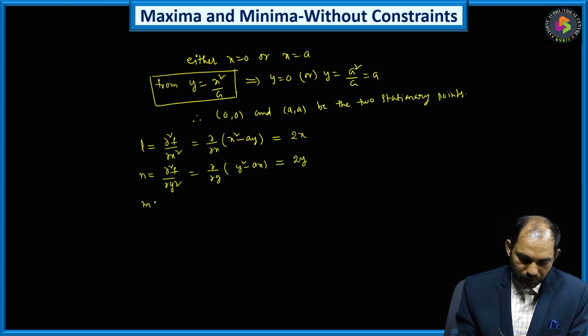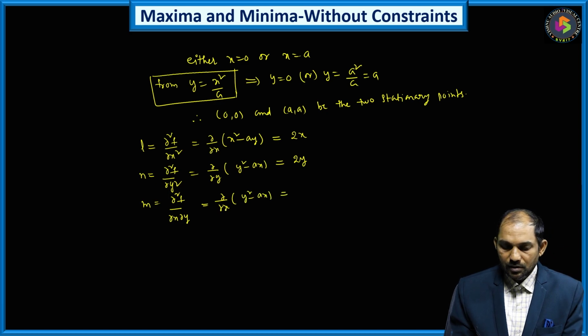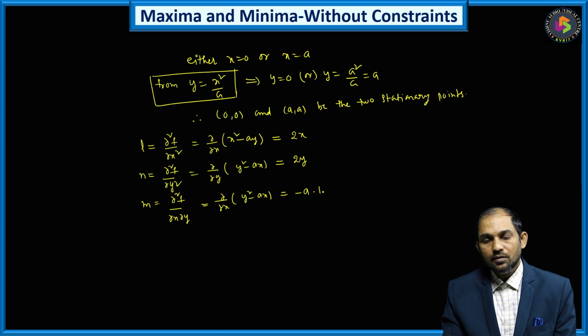And finally, we have to compute m. The definition of m is given by ∂²f/∂x∂y. From this, ∂/∂x of ∂f/∂y, that is nothing but y² minus ax. Upon differentiating this partially with respect to x, the y² derivative is 0, and minus a is constant, the derivative of x with respect to x is 1.